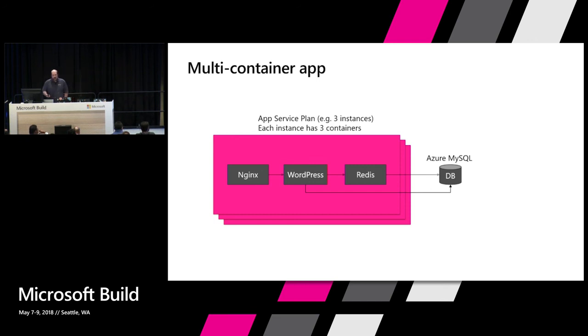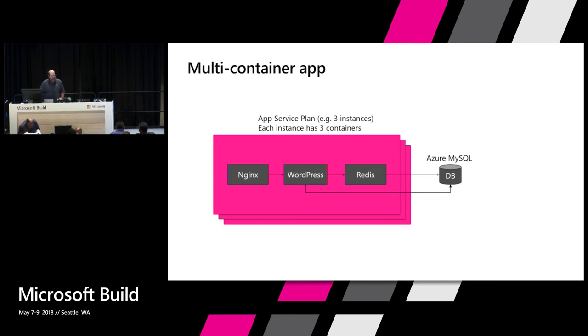And basically what we said is, look, we have these multi-container scenarios. We're using them internally ourselves to enable this functionality. Why don't we just open it up and make it available for all of you to use as well? And so, for example, what I've got up here on the screen, this is a very simple canonical scenario of where we think the multi-container support for Linux on app service is really useful.